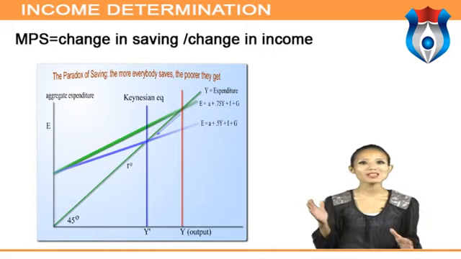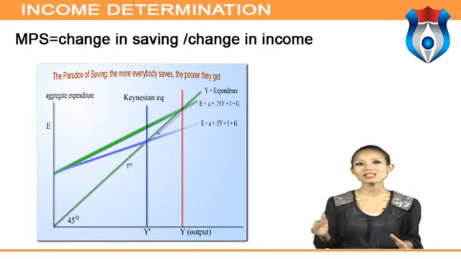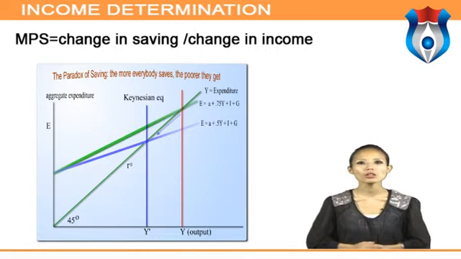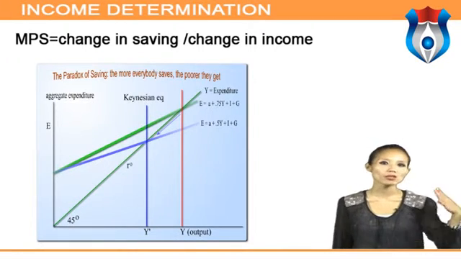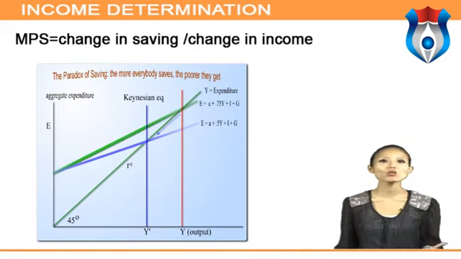Second, the MPS is the slope of the saving line, which makes it the foundation for the Keynesian injections-leakages model. Third, the MPS affects the multiplier process and affects the magnitude of the expenditure and tax multipliers.